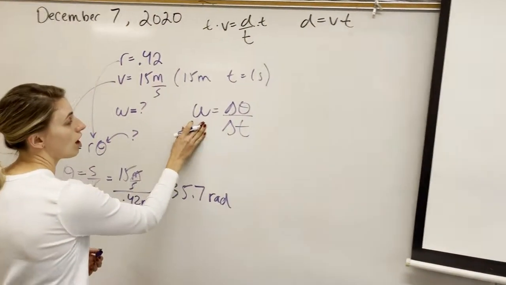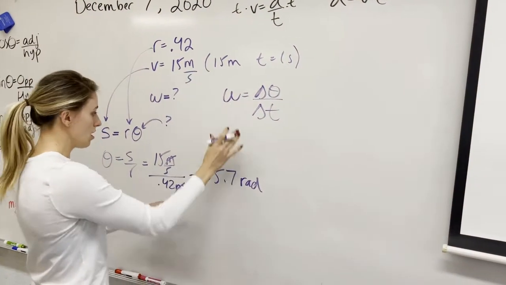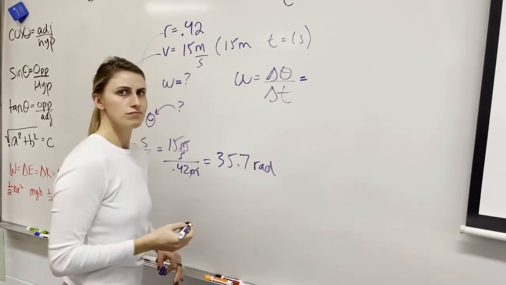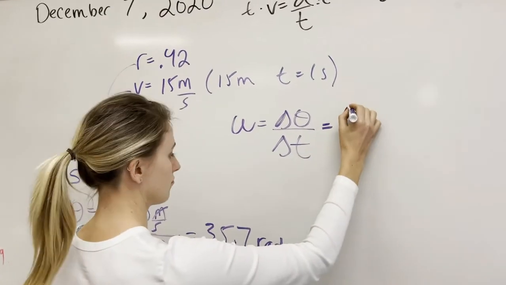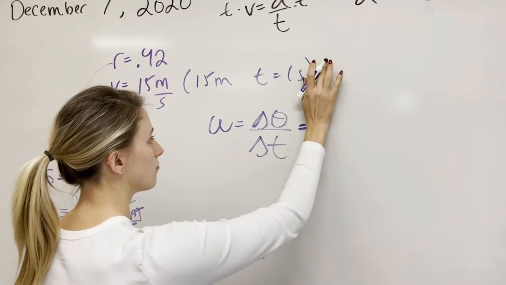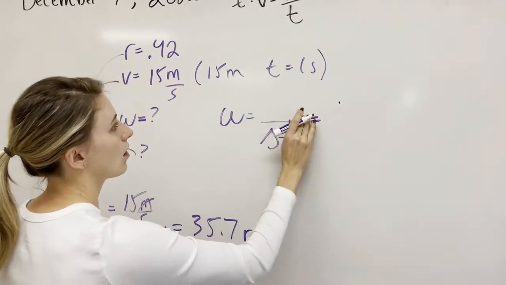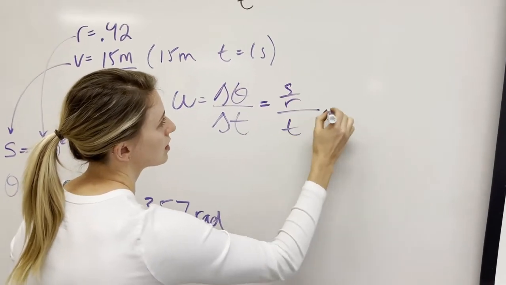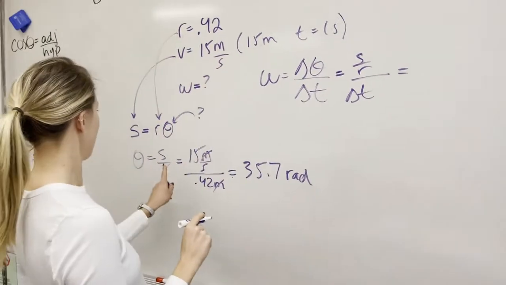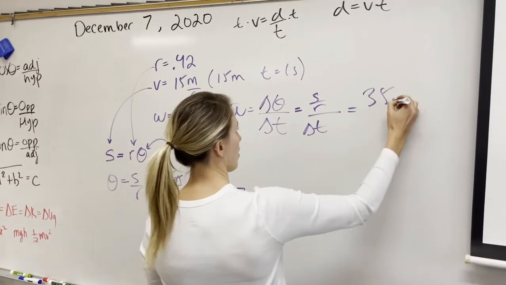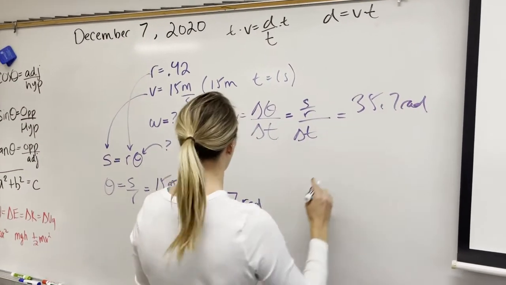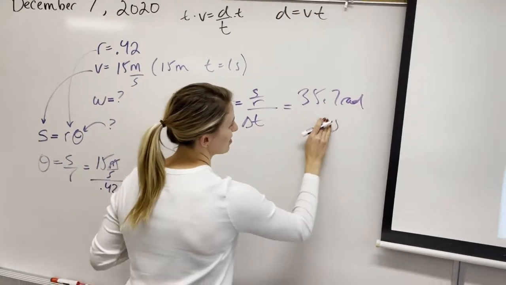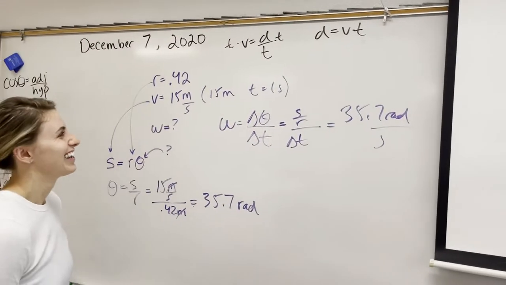Now, what is the angular velocity here? In that equation, instead of delta theta, we could have S over R. So omega equals S over R over delta t. Now, we've already got the answer. S over R is this, radians. But what is the time that we do this in? That's in 1 second, which is really just radians per second. 35.7 radians per second. See how simple that is?